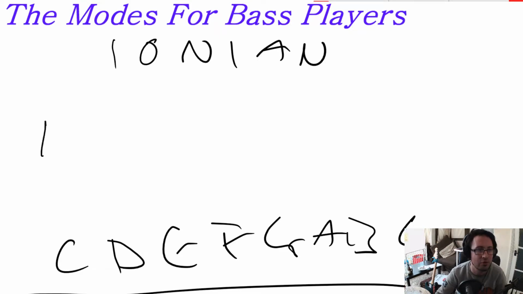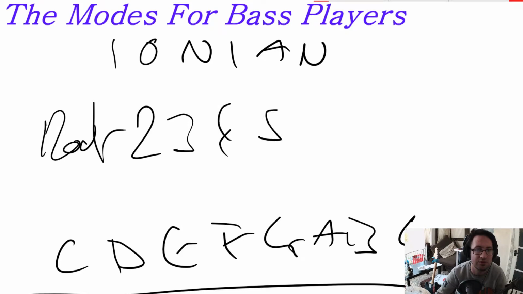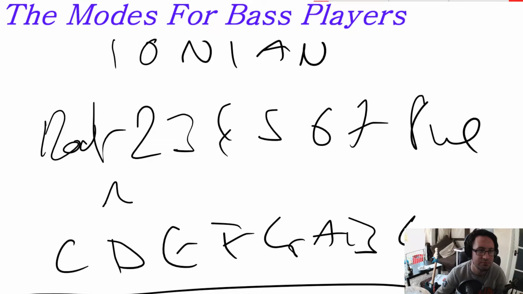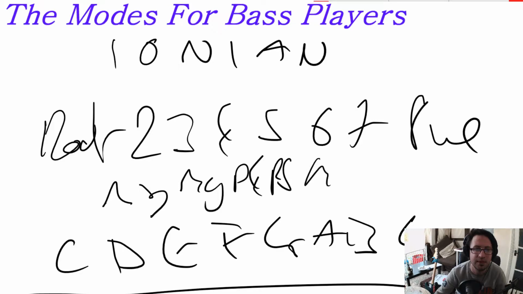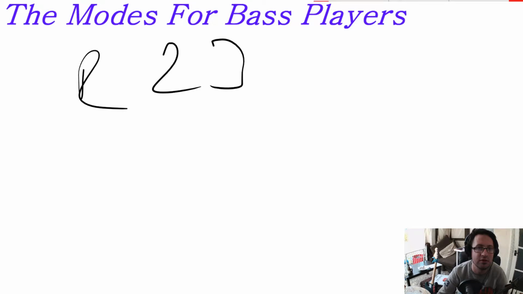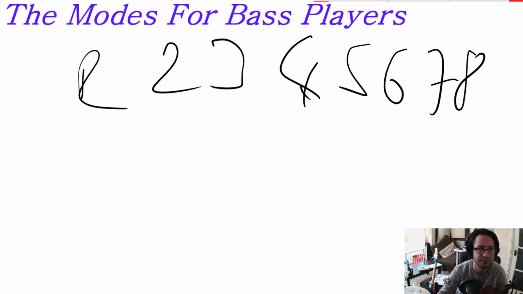So the formula is root, second, third, fourth, fifth, sixth, seventh, octave. So that's major second, major third, perfect fourth, perfect fifth, major sixth, major seventh. Just to make sure you've got it clarified: root, second, third, fourth, fifth, sixth, seventh, octave.